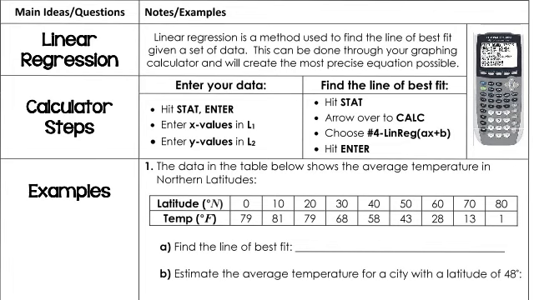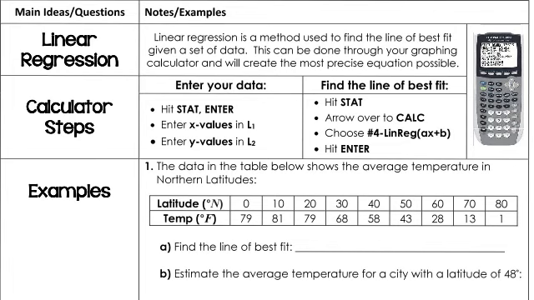Go ahead and hit stat. Then hit enter, because that's your edit button. You're going to edit this list. If you still have data in this table from other things we've done earlier in the school year, go ahead and arrow up to L1, hit clear and enter, and it should clear out the data in the L1 table. Arrow over to L2, up so that your L2 is highlighted. Again, hit clear, enter, and it should clear any data in your L2 table.